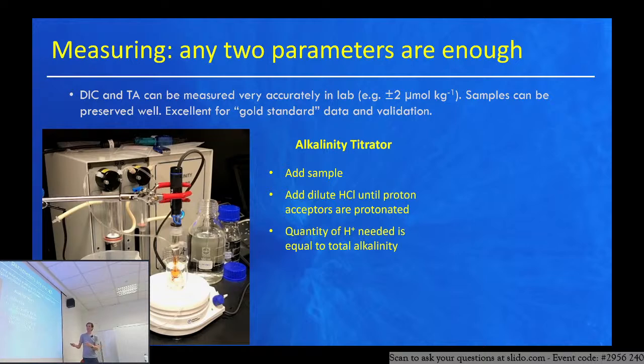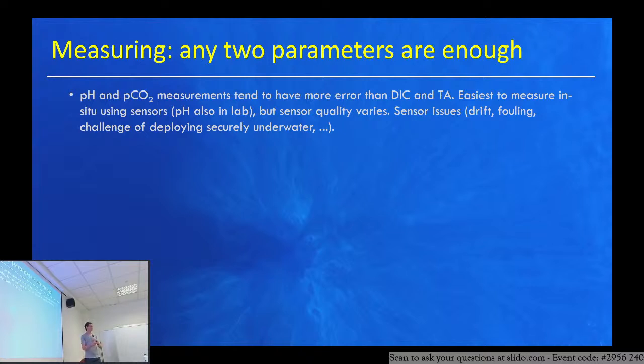The problem is, of course, if you're relying on lab analysis, you tend to get lower spatial and temporal resolution, because you have to go out into the field personally, collect your sample, and bring it back. Now, pH and PCO2, in contrast, tend to have larger measurement errors, although measurement methods are improving as we go along. And these are parameters that we can measure fairly easily in the field in situ. So we can put sensors in there, and we've got some sitting out in the aquarium for you to look at, where you'll be seeing the data.